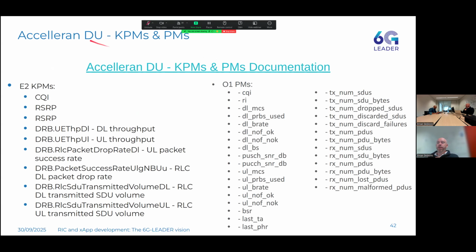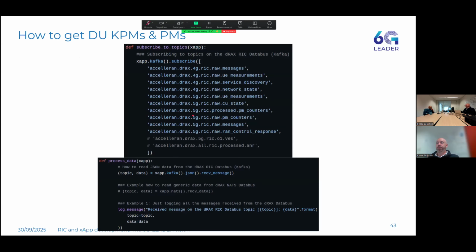The DU itself as well has its own list of KPMs. Some of them are available directly from our E2 interface, such as the CQI, RSRP, RSRQ, some throughput information, etc. And we also have O1, let's say, performance metrics available, a vast amount over here. Maybe one of the highlights is this PRB usage, so the usage of the resource blocks on the DU scheduler, which is very interesting in a lot of cases, especially to determine the load of the network, etc. So a vast amount of them available as well. Again, we have abstractions in order to get this data, so we'll go over that a little bit.